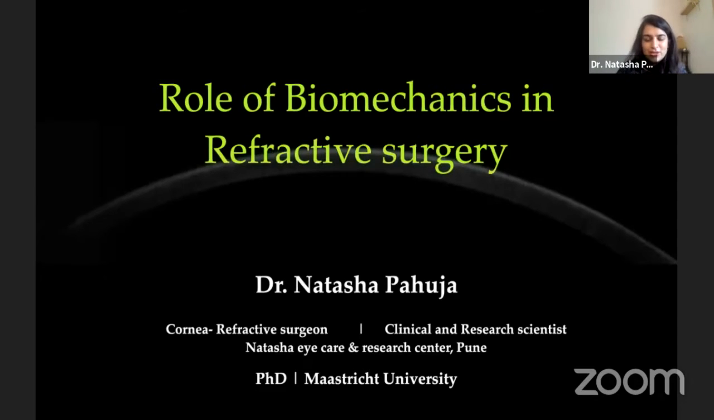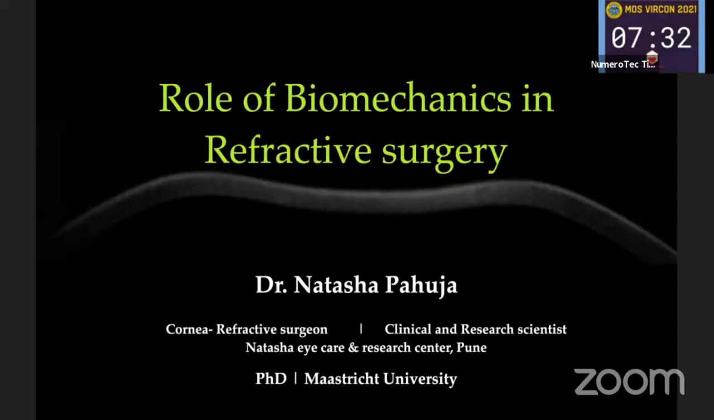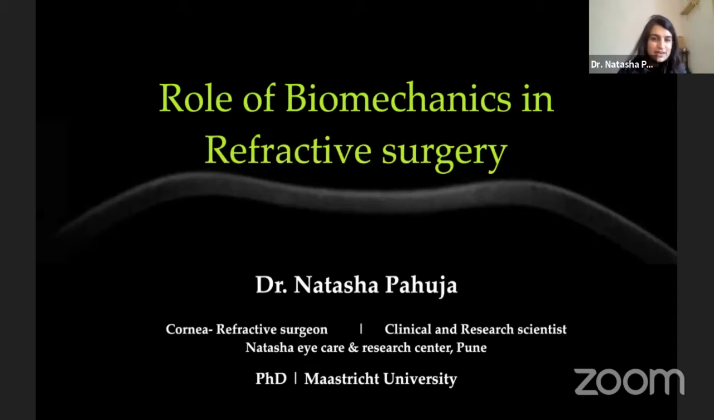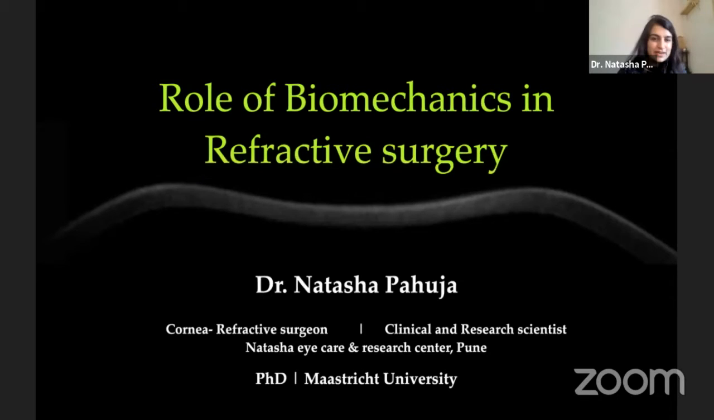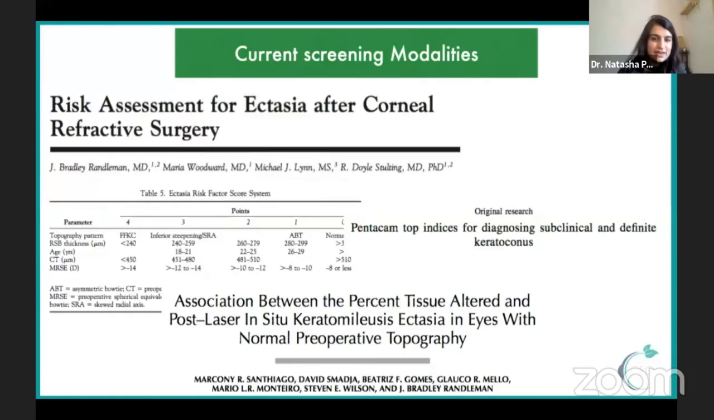So let's see, why do we need corneal biomechanics in refractive surgery? Look at the current standards, our screening standards. If a patient has already been discussed, what it essentially does is look at the structure. So topography, for instance, is the first test that we would do for a refractive patient.